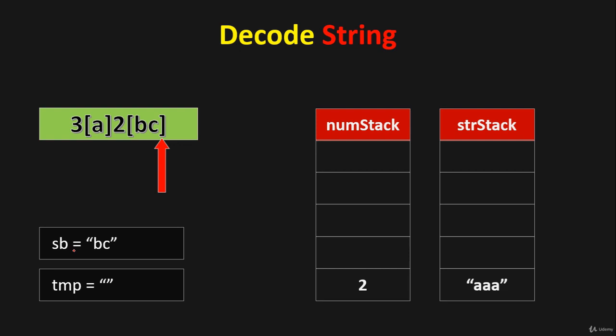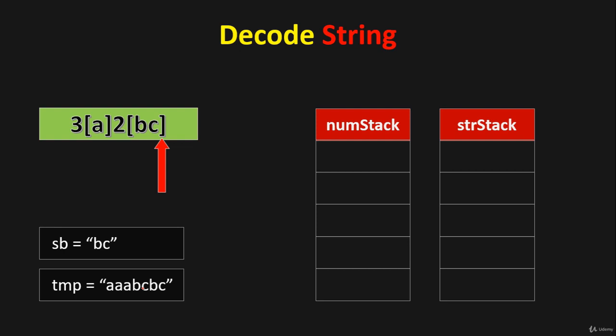Now let's move to the next character. The next character is closing bracket. Whenever we find a closing bracket, what are we going to do? We're going to pop out the top element from string stack, in this case AAA, and assign this AAA to temp variable. Then we pop out the top element from num stack, in this case 2, and we're going to repeat whatever we have at string builder variable 2 times using a loop, and append BC by repeating 2 times to this variable temp. So it will be represented something like this: AAA BC BC.